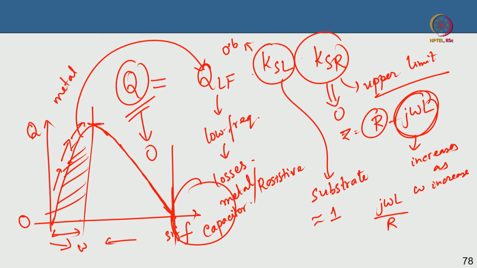Beyond one point, your capacitive component will start playing a role. You will have substrate coupling, and that will reduce your Q factor and it will eventually hit 0, and that is it.